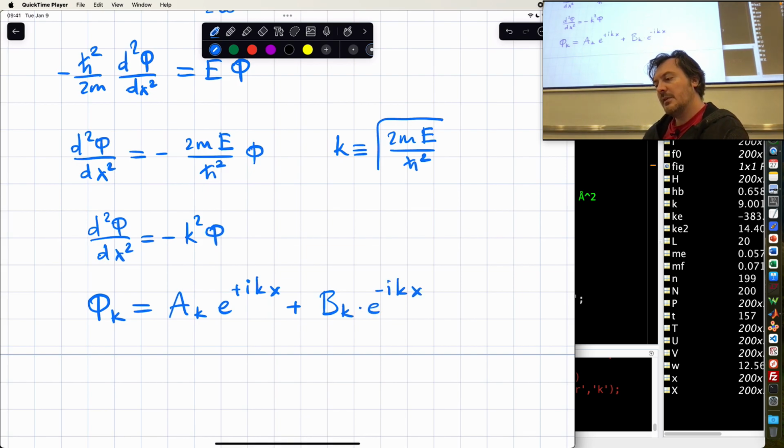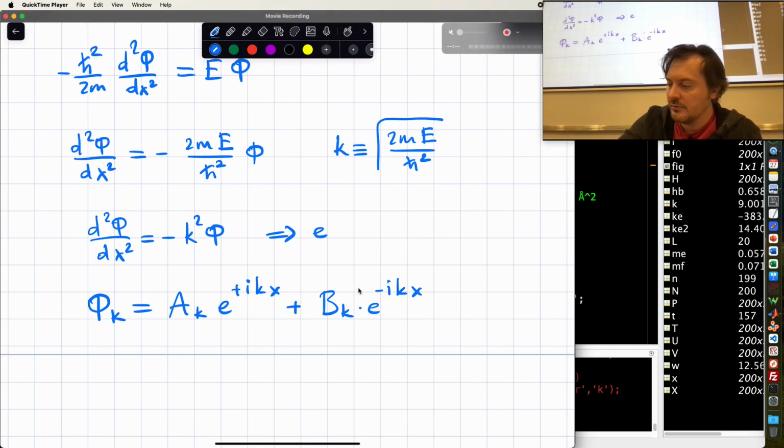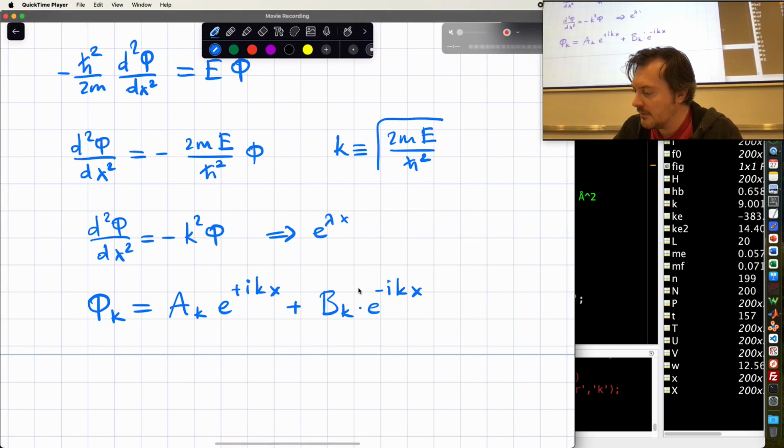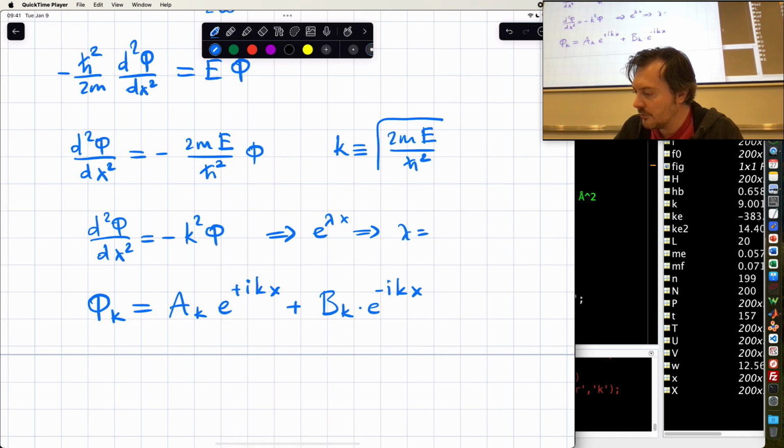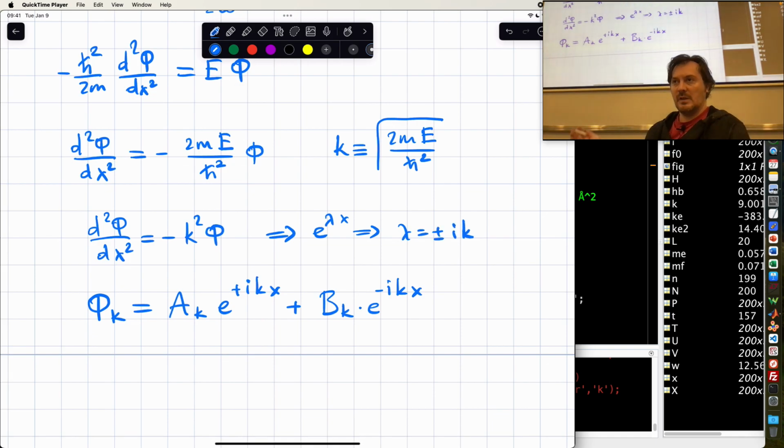Are you surprised by this? Not at all, right? You needed e to the ik, because this basically gives you lambda. So you propose a solution in the form e to the lambda x, lambda equals plus minus ik, and that's it. Very good.